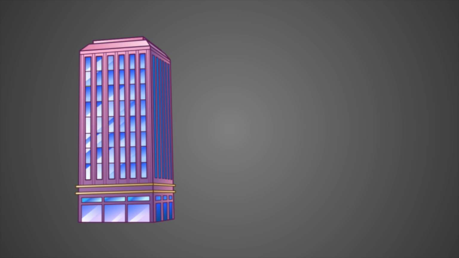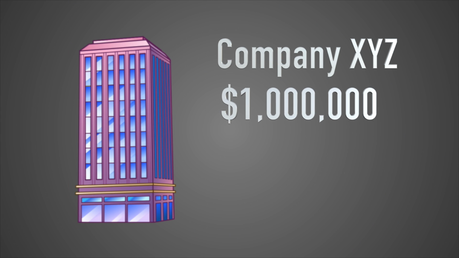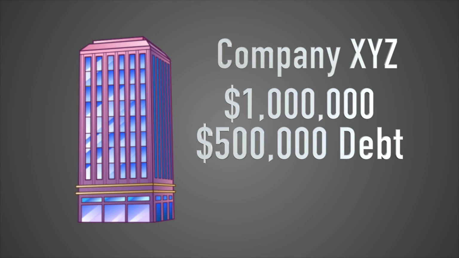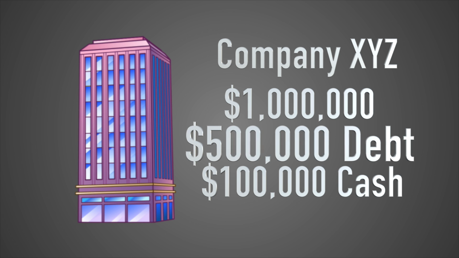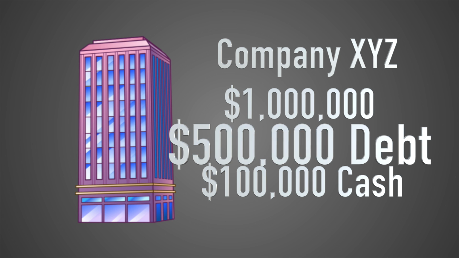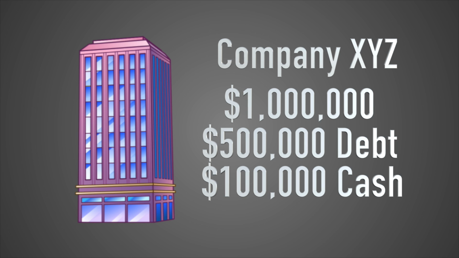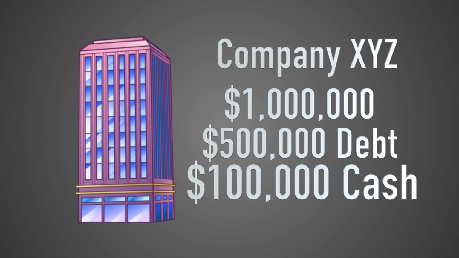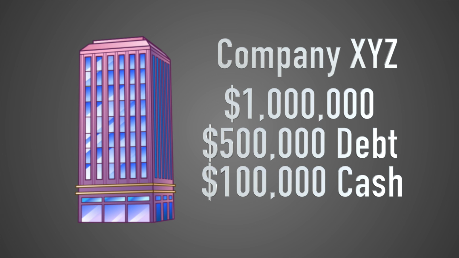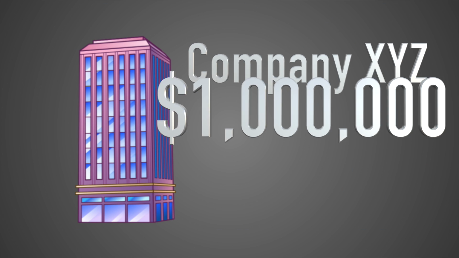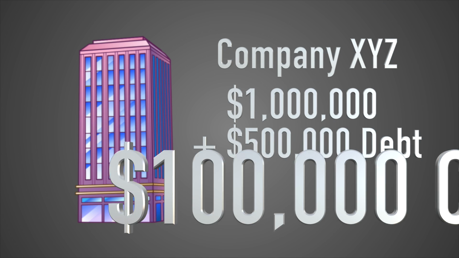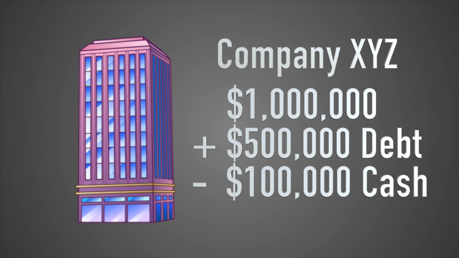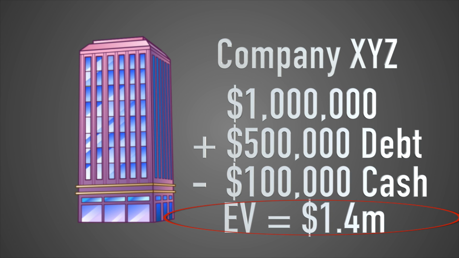Imagine XYZ still has a market cap of $1 million. XYZ also has $500,000 of debt on their balance sheet and $100,000 in cash. If you were interested in buying XYZ, you would need to take on all that debt as the buyer, which needs to be factored into the buying price. Cash can be subtracted because that cash can immediately be used to reduce the debt burden if necessary. Therefore, the enterprise value of XYZ is our $1 million market cap plus $500,000 in debt minus $100,000 in cash for a total of $1.4 million.